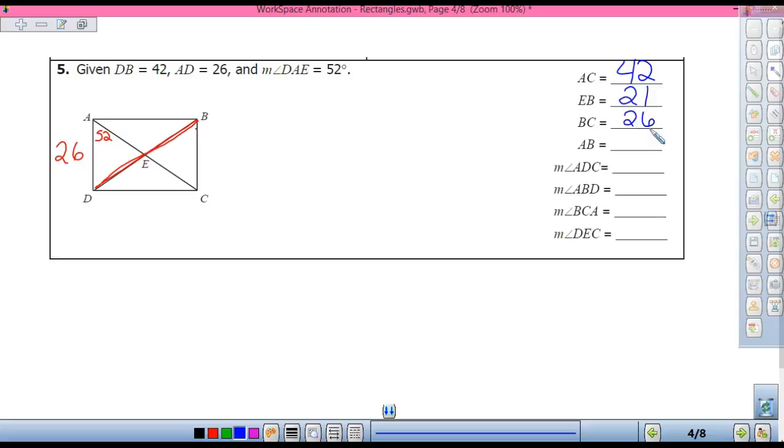So for AB, what do we have to do? Pythagorean theorem. Okay, so I know this is 26. What's AC? 42. And our right angle is here. What's my 26 squared?